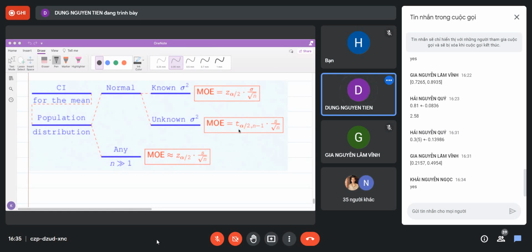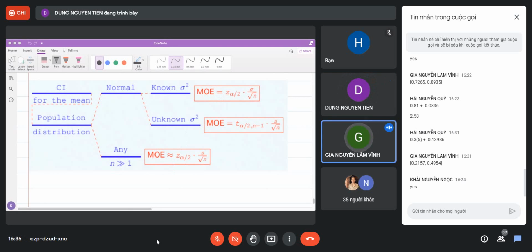All right. And the only case in which you use the t-distribution is when the distribution of the observations is normal and you don't know the population variance. In other cases, you need to use the standard normal distribution to get the exact confidence interval or an approximate confidence interval. All right. Any questions so far?